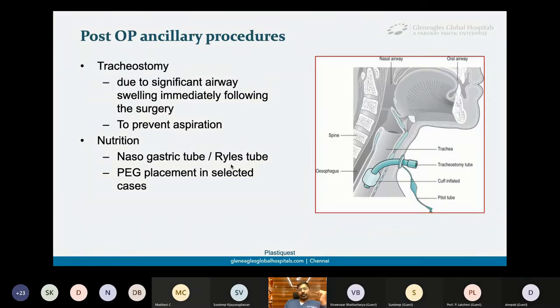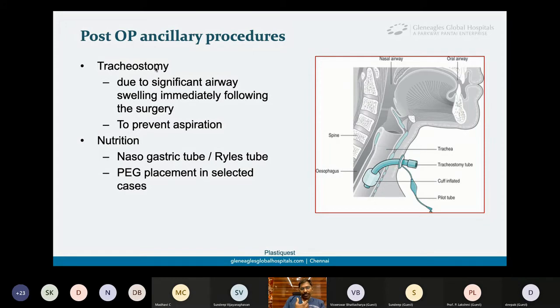The ancillary procedures which we do along with this: you should always mention that the patient will go for a tracheostomy. Any head and neck surgeon will say that in tongue cancer the threshold for creating a tracheostomy is much lower. Even with a small buccal mucosa defect, we can avoid a tracheostomy. But with the tongue, the problem is that once the flap is sutured and reconstructed, initially the patient will not be able to move the tongue. So the tongue will be tethered, and the chance of aspiration is very high.